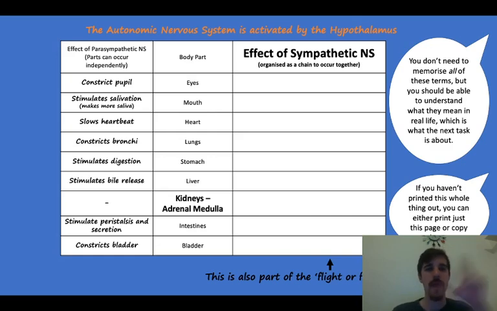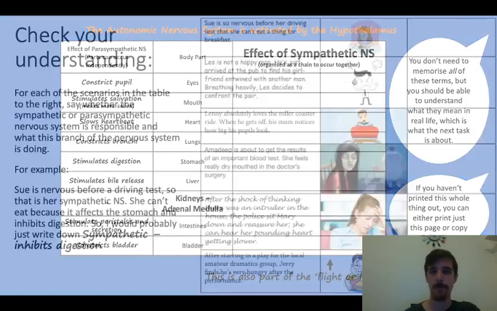So here we go. I want you to fill out what is going on. We've got the parasympathetic NS on one side, and then what's the effect on the other side. I make the point that you don't need to memorize all of these terms, but you should be able to understand what they mean and what the real life consequence of that is. You can print this off if you want. You can just print it off this page and copy it out. Otherwise, I'd like you to write it down into your books, please. Pause the video, finish it off, and then click play once you're done.